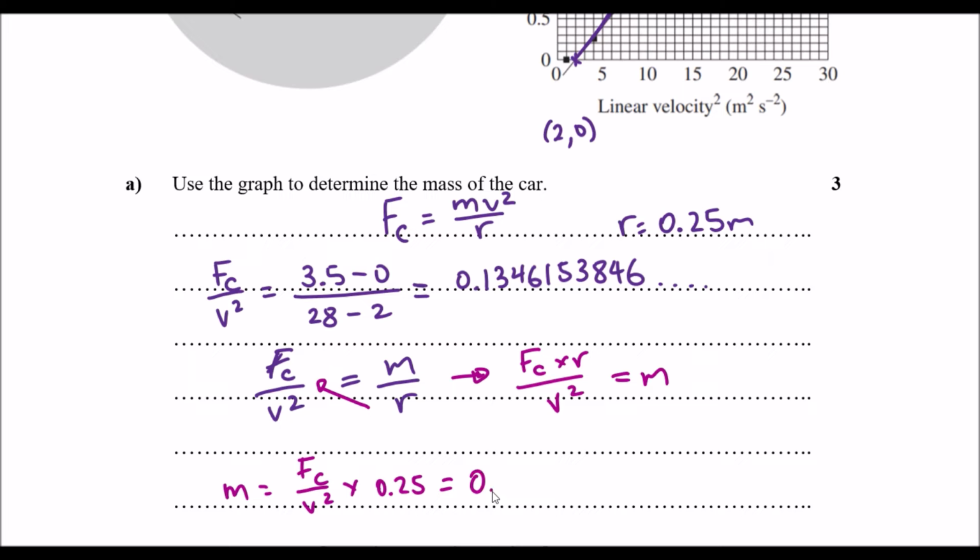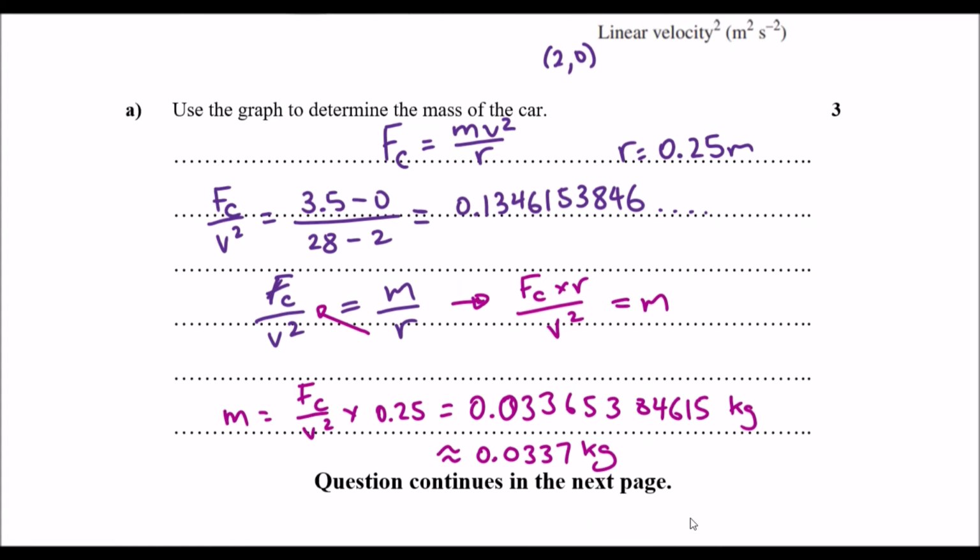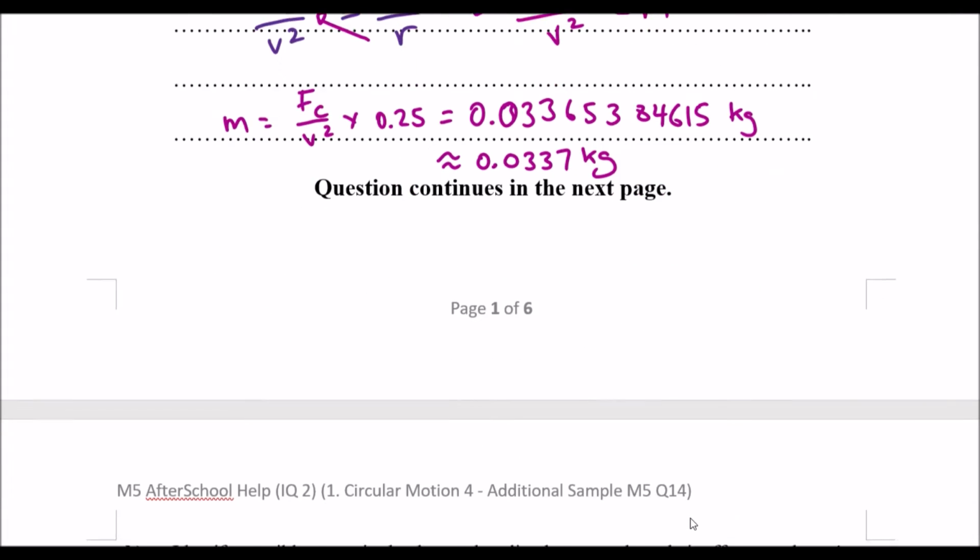The answer I get is 0.0338615 kilograms. Could round it off to 3 sig figs if I wanted to: 0.0337 kilograms. That's how you do this part here. The mass of our car is 0.0337 kilograms. Okay, so continue on to the next page.